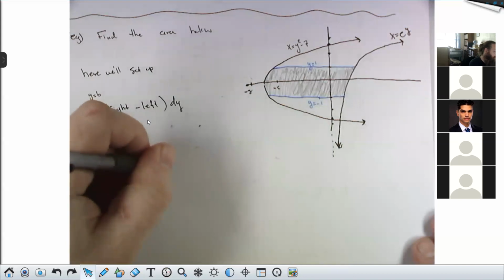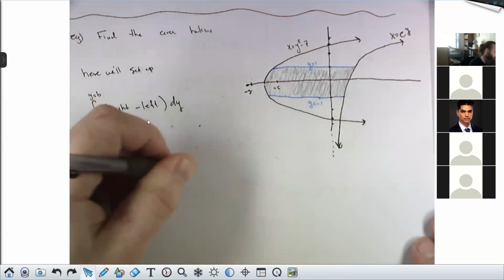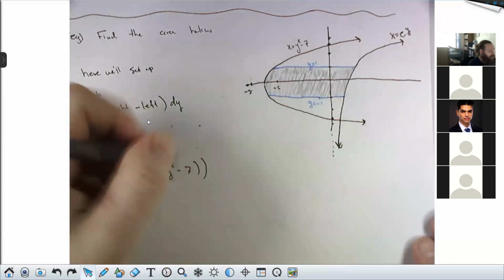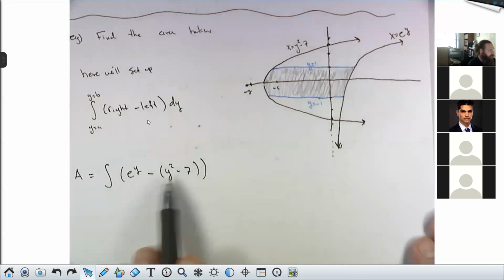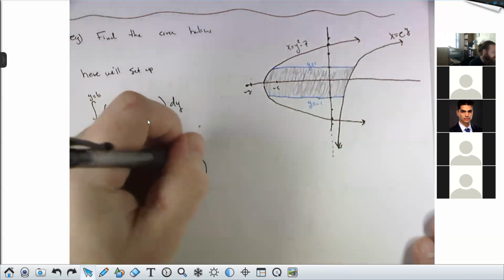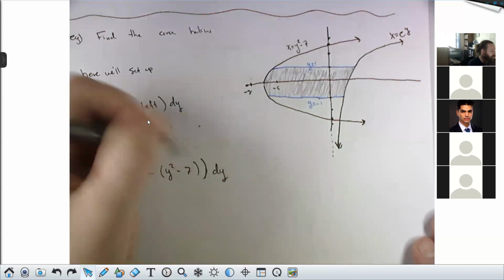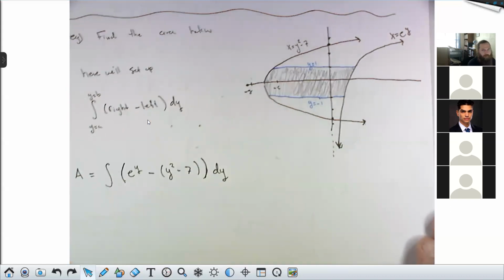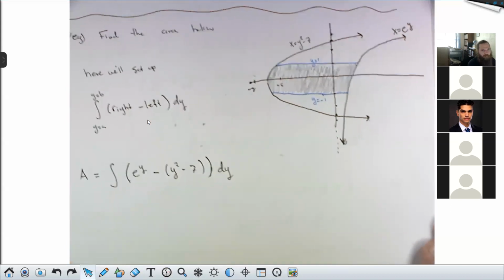And remember to put that in parentheses. That's a difference of two terms. We want to subtract the whole thing. So without these parens, we might not distribute this negative. And as always, we put our entire integrand in a set of big parentheses. So here's my integrand. What are my bounds? What are my limits of integration?